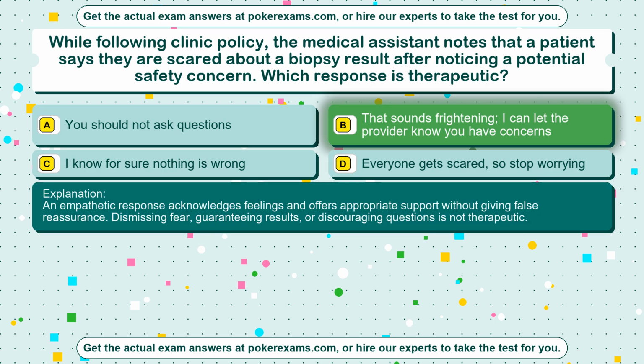An empathetic response acknowledges feelings and offers appropriate support without giving false reassurance. Dismissing fear, guaranteeing results, or discouraging questions is not therapeutic.